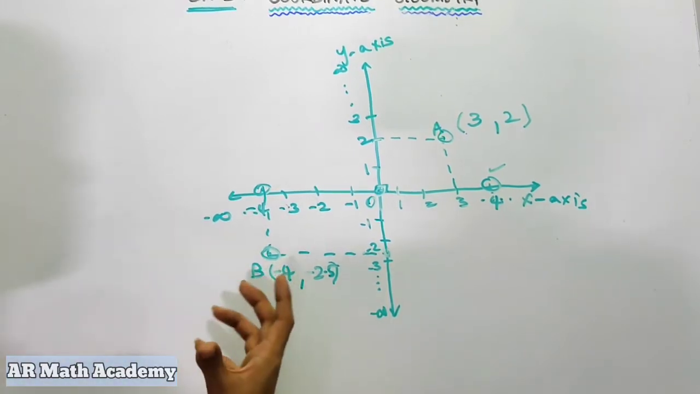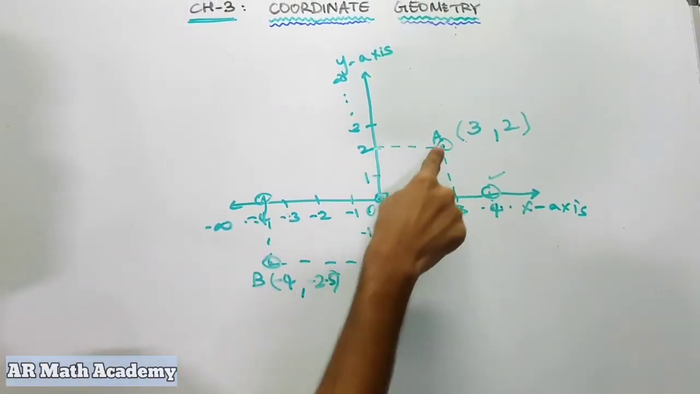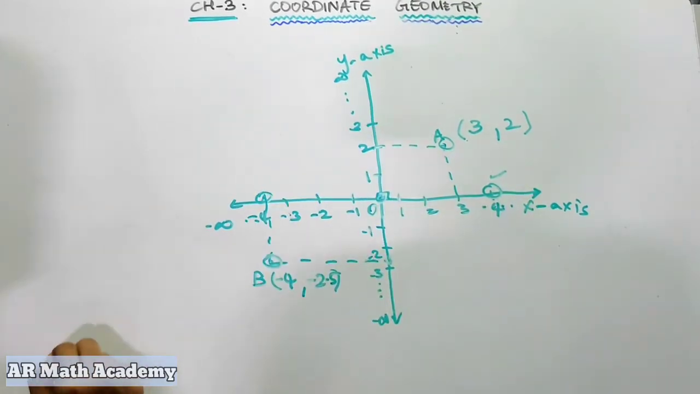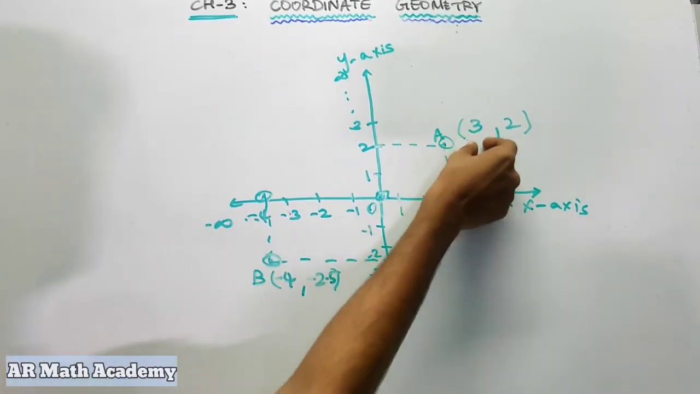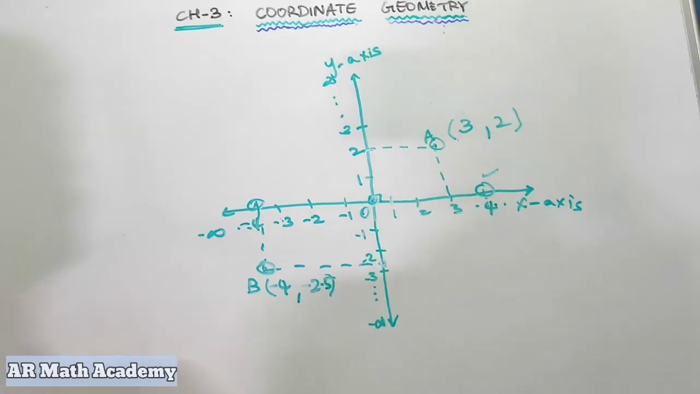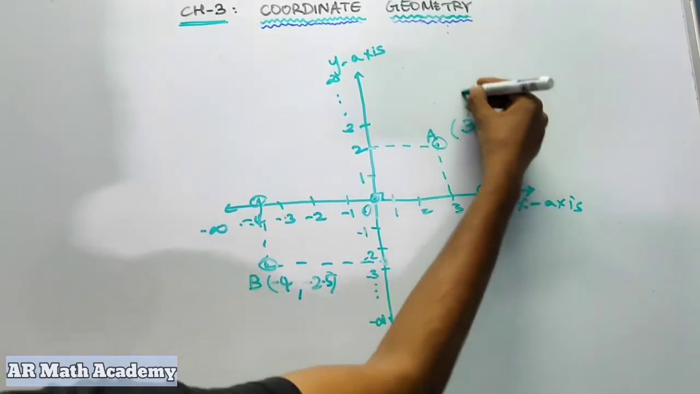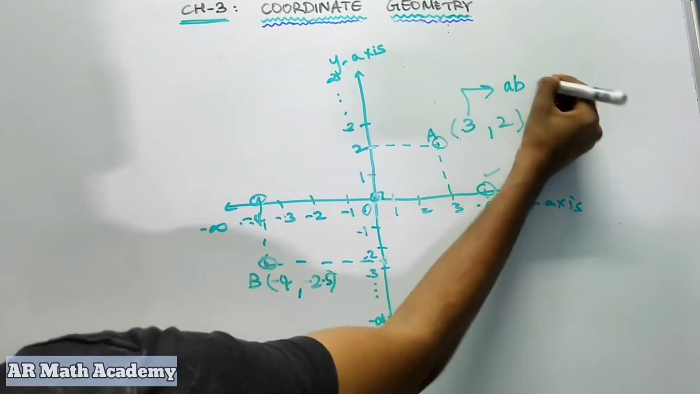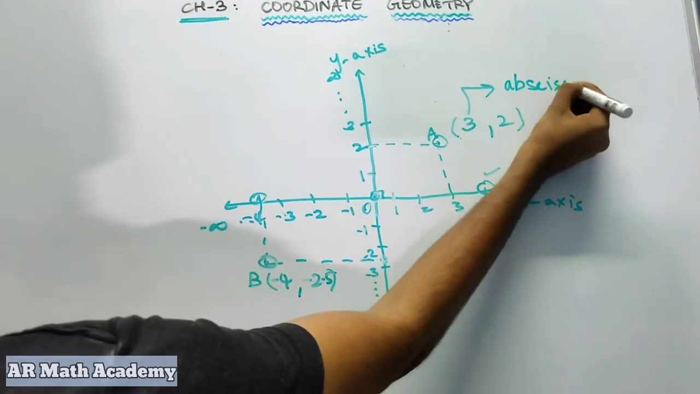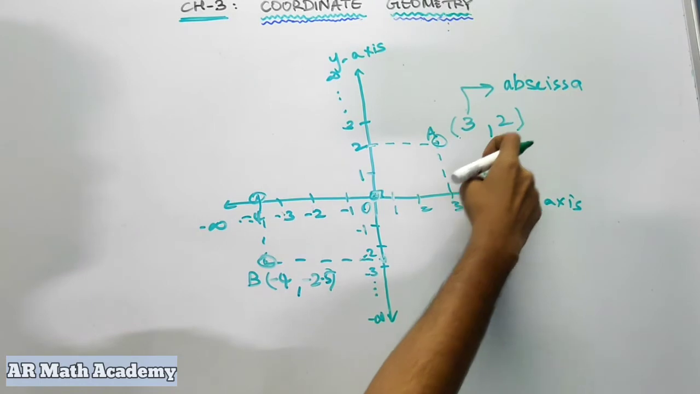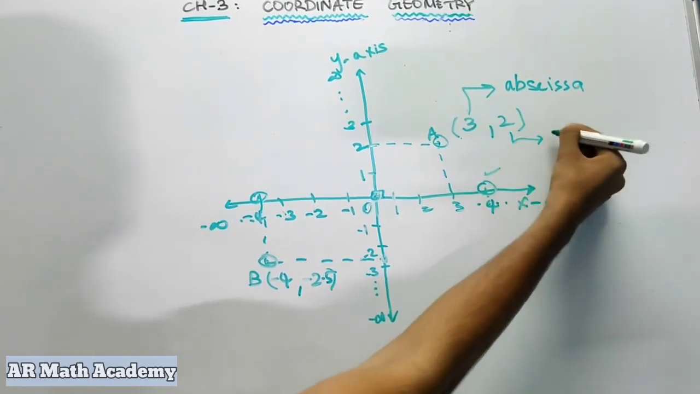Well, now we saw how we can represent or locate a point in this Cartesian coordinate system. Now let us see what this x coordinate as well as this y coordinate are called. The x coordinate of this location, which is 3 as you can see, is called the abscissa. Now the y coordinate, which is 2 over here, is called the ordinate.